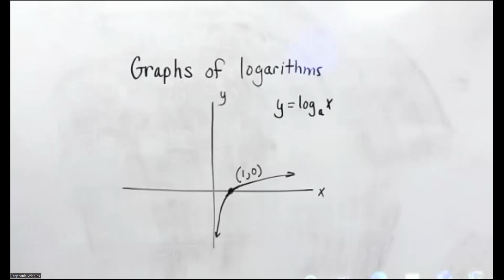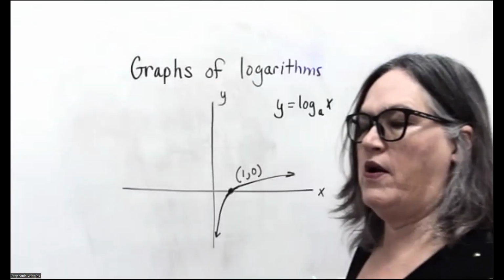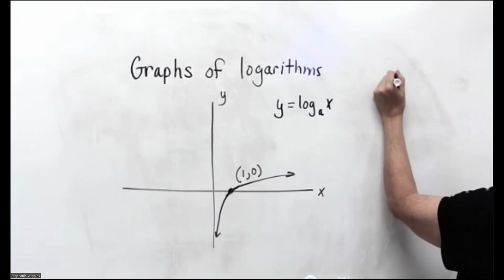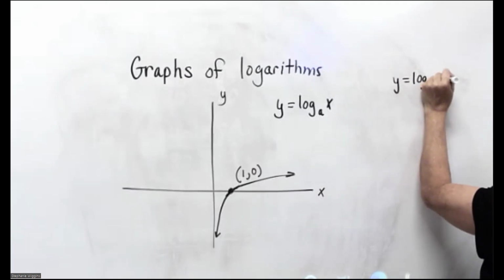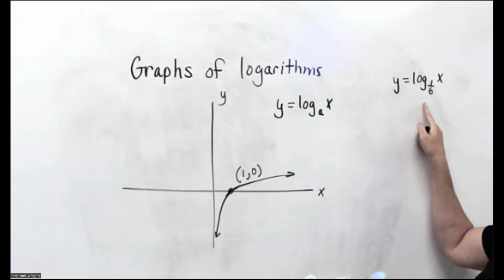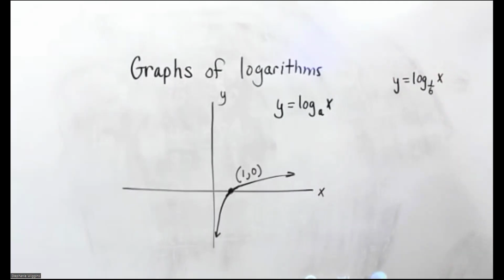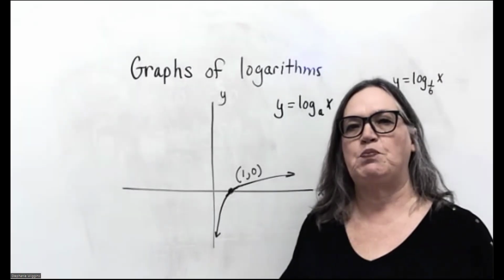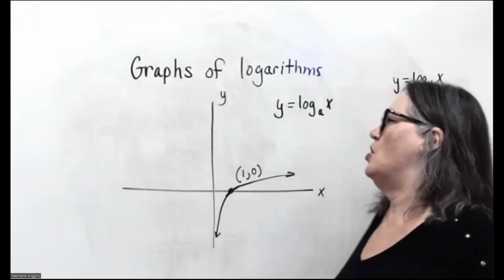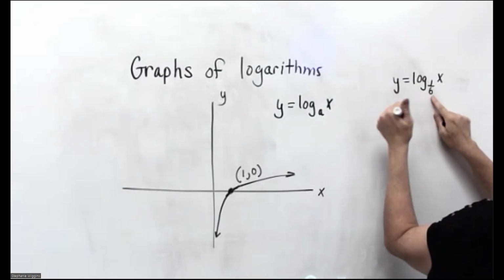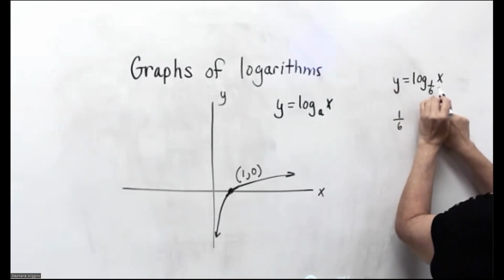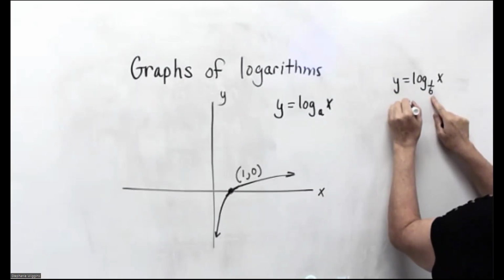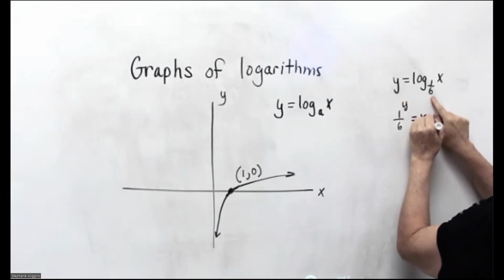So here we have our equation. We want to graph y equals log base 1/6 of x. And I want to deal with the fact that this base is less than 1. Well, in order to manipulate this symbolically, I'm going to put it in exponential form. So remember the log, the base is on the bottom. So I've got 1/6. The log is the exponent, so y is the exponent, and that will equal x.